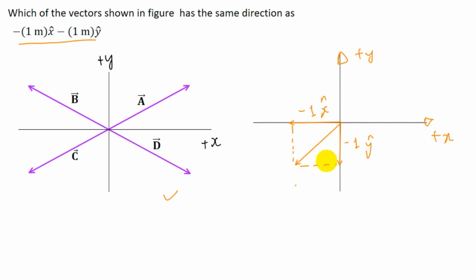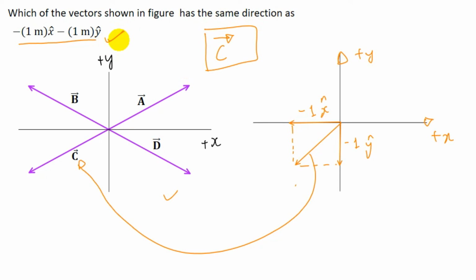So this vector has the same direction as this vector. Therefore, the answer would be the C vector. That C vector has the same direction as this vector. So this is all with unit vectors. Now in the next video we'll discuss position vectors, velocity vectors, displacement vectors, and so on.